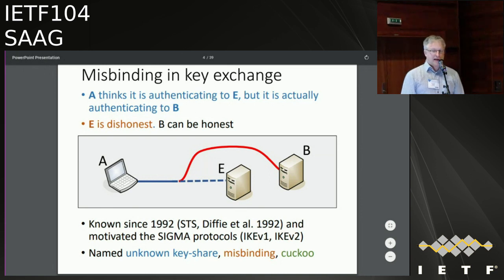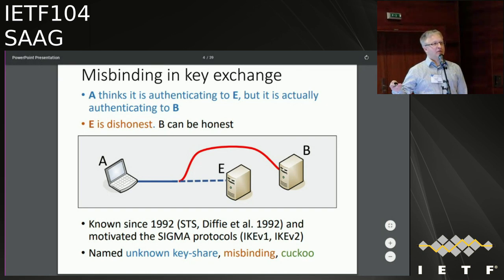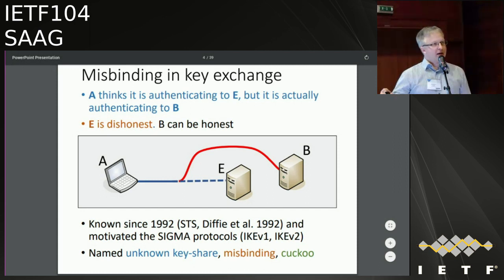So what is misbinding? It's basically any situation where you have a node A that thinks it is authenticating to another node E, but in fact it is authenticating to someone else, here B. And why is this happening? Because the node E is being dishonest and tricking A to authenticate to the wrong endpoint.